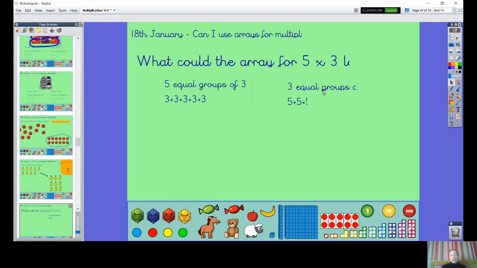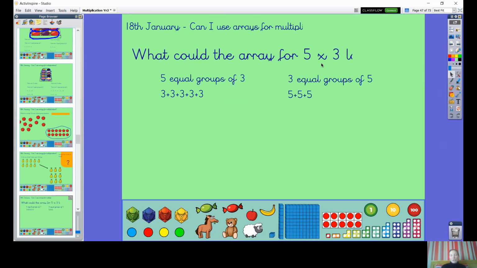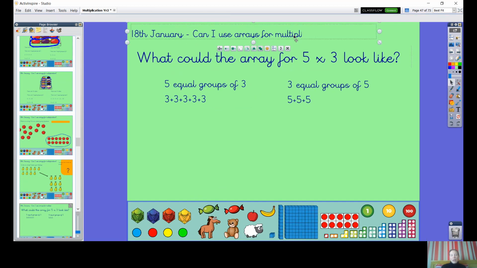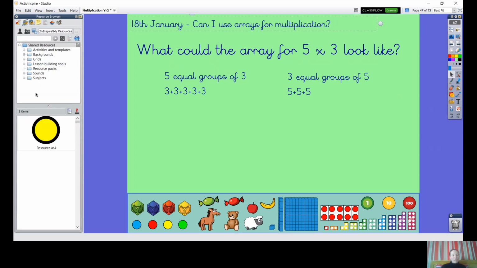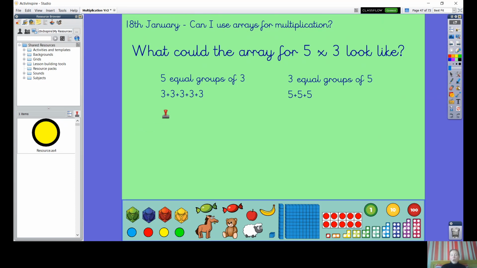How would we make arrays? Let's check this out. How could we make an array for 5 equal groups of 3? Now if I grab my stamping tool, I'm going to make 1. Here we go, so 1, 2, 3 groups. 1 group of 5. Start again, Mrs. Stevens. 1 group of 3.